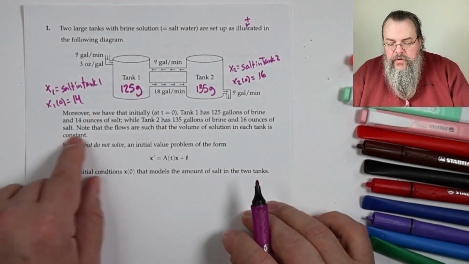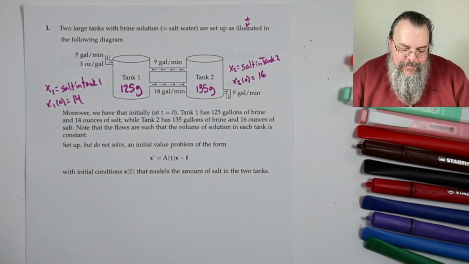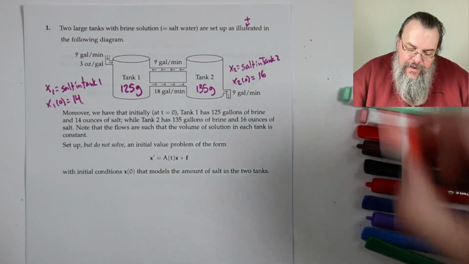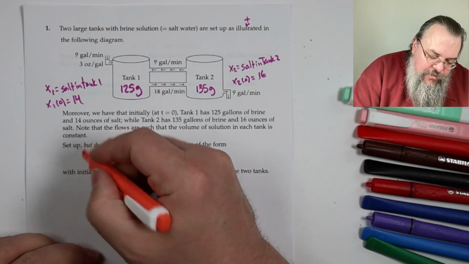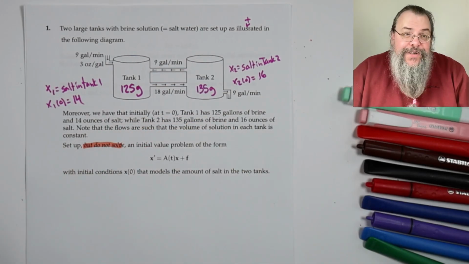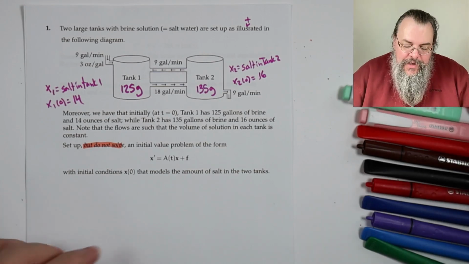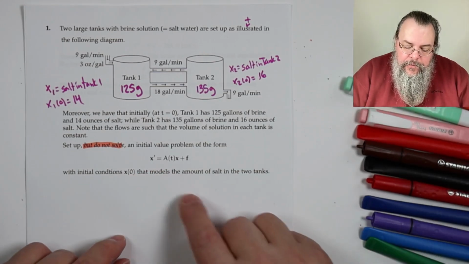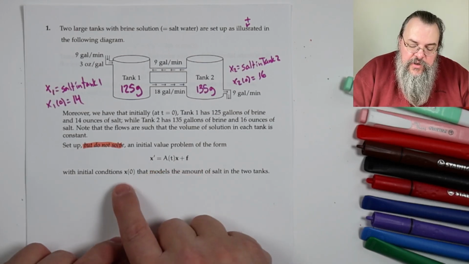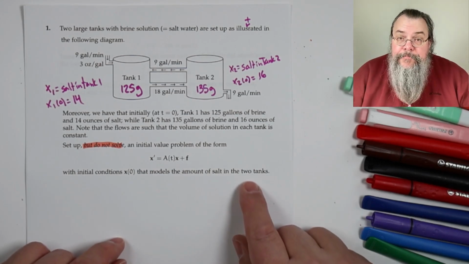Okay. And note that flows are such that the volume of solution in each tank is constant. Well, we already talked about that. Set up, but do not solve. These are some of the best words to see in any math class. But do not solve, so that means we only have to set it up. An initial value problem of the form x prime equals A of t times x plus f, with initial conditions x of 0, that models the amount of salt in the 2 tanks.